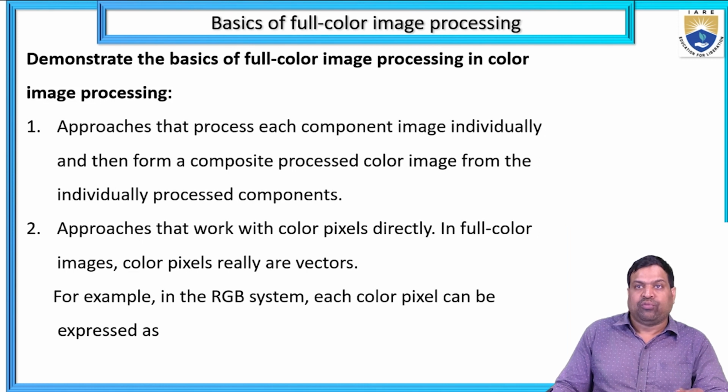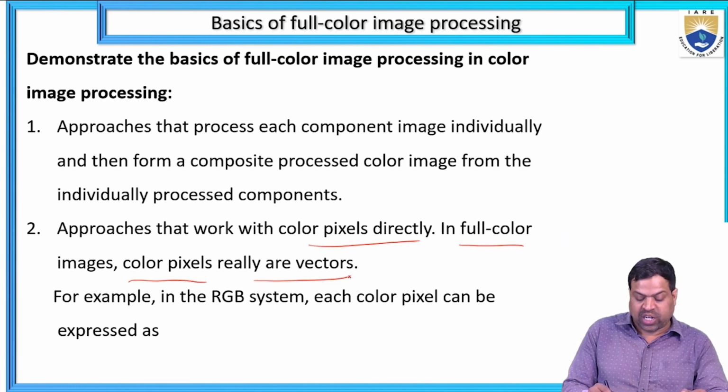Now we demonstrate the basic full color image processing in color image processing. There are two approaches. Approach 1: process each component image individually, then form a composite processed color image from the individually processed components. The other approach works with color pixels directly in full color images. The color pixels are really vectors. In the RGB system, each color pixel can be expressed.